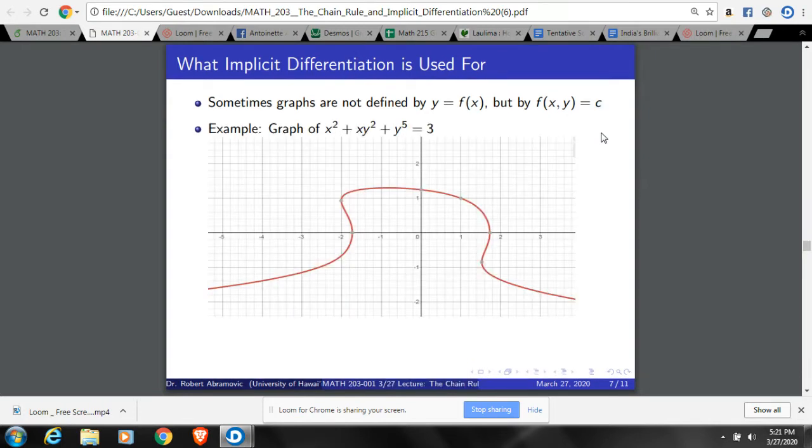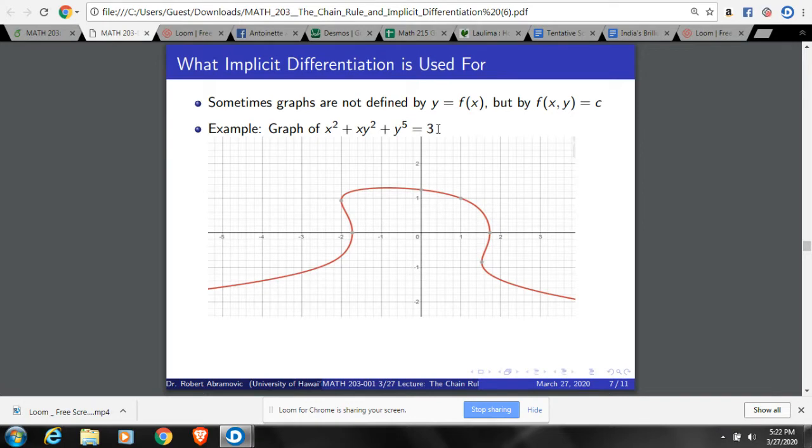Here's an example. We can graph this equation, x squared plus xy squared plus y to the fifth is equal to 3, plotting all these points that satisfy this equation in the xy plane. Notice this actually does not define y as a function of x because it does not pass the vertical line test. And even if you just look at a piece, say around the point (1, 1), you still will not be able to solve for y as a function of x. Y is a function of x around there, but you cannot solve for y as a function of x in closed form, meaning there's no nice formula for it.